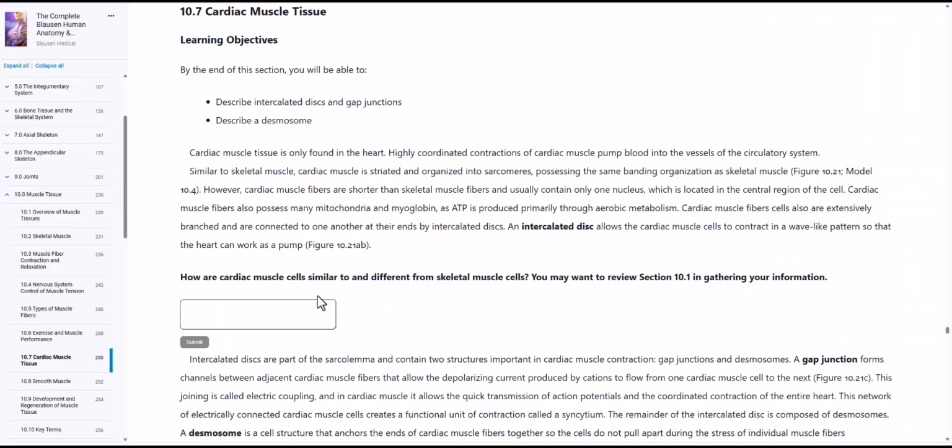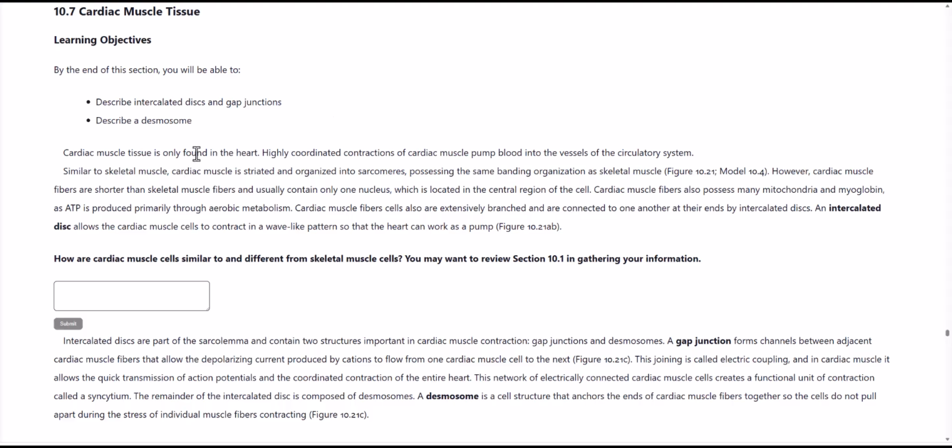Okay, so we're jumping down to 10.7, covering cardiac muscle tissue. This is going to be largely a review of things you already know about cardiac muscle tissue. So let's take a look here. We're flipping from skeletal muscle and now comparing and contrasting cardiac muscle. You know that cardiac muscle is only found in the heart. You know that it is constantly working, right? It's a continuous muscle that must continue to work our entire lifetime.